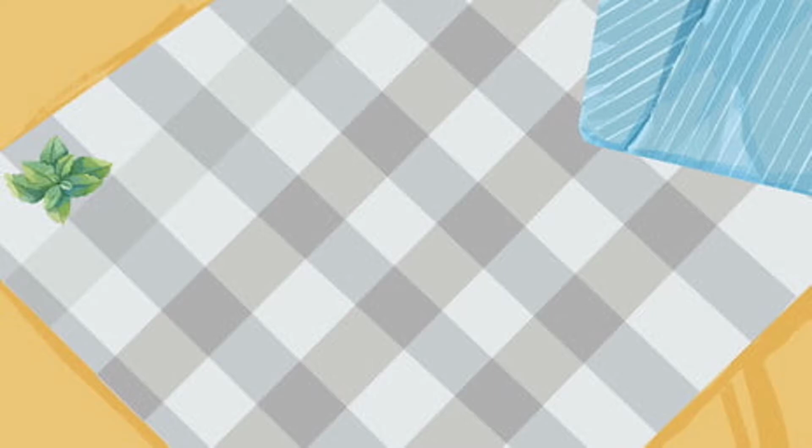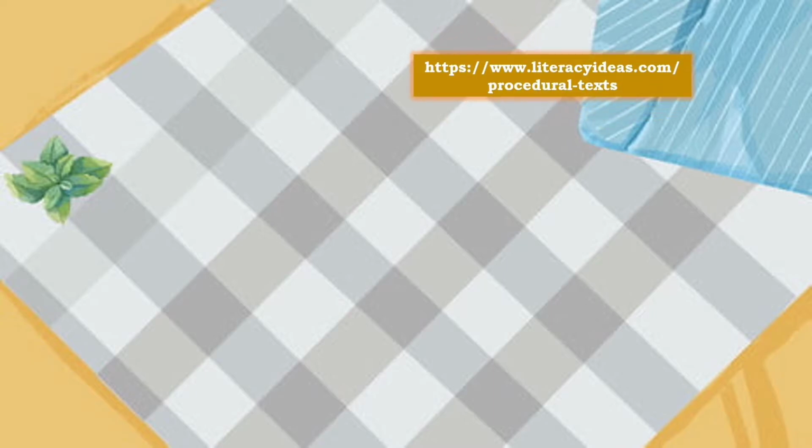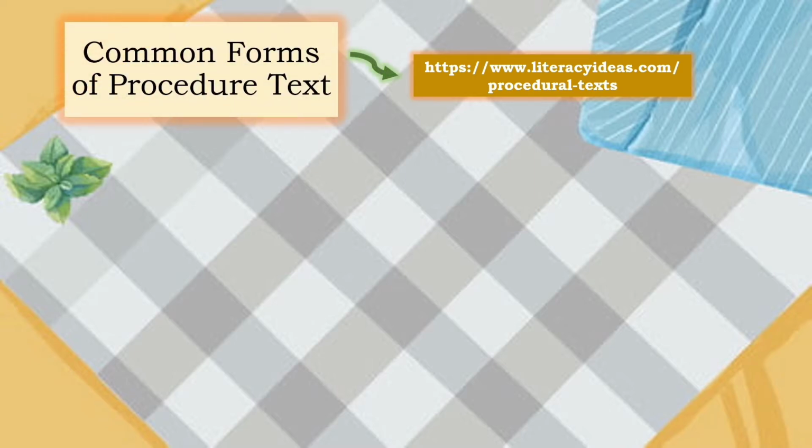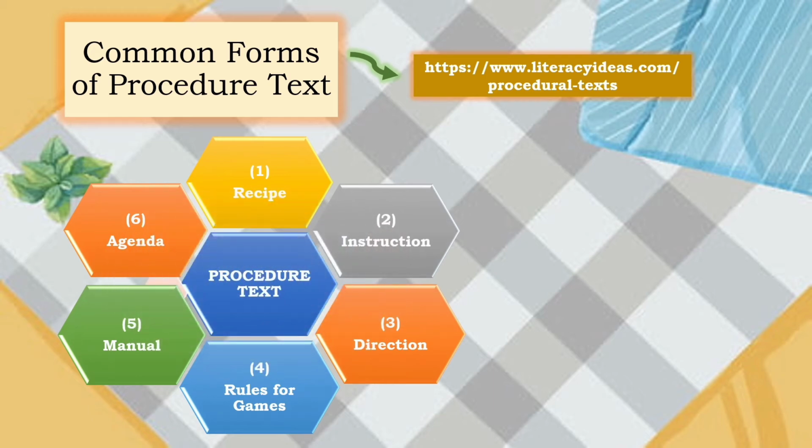And do you know, according to www.literacyideas.com, there are some common forms of procedure text. They are: first, recipe; second, instruction; third, direction; fourth, rules for games; fifth, manual; and the sixth one is agenda. But in this video, I will not tell you all of the forms of procedure text, and my focus is only on the recipe and the manual.